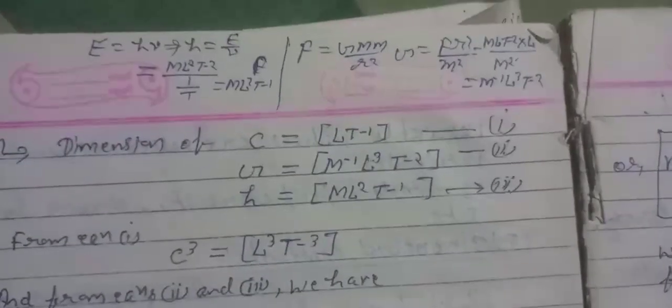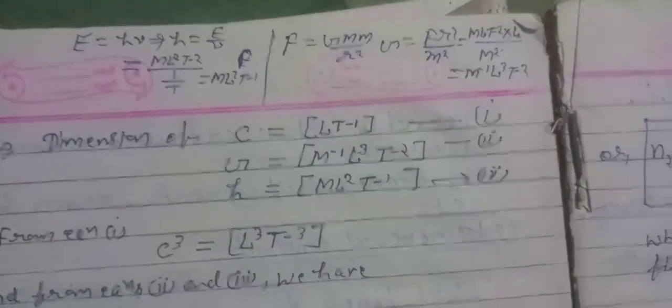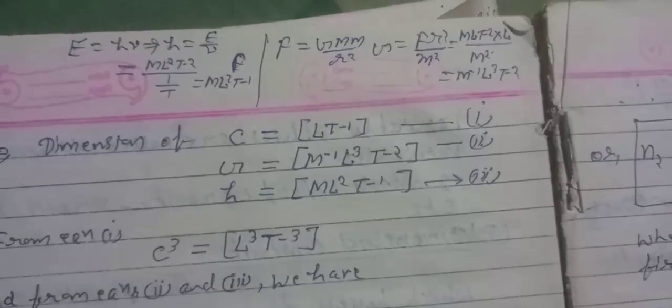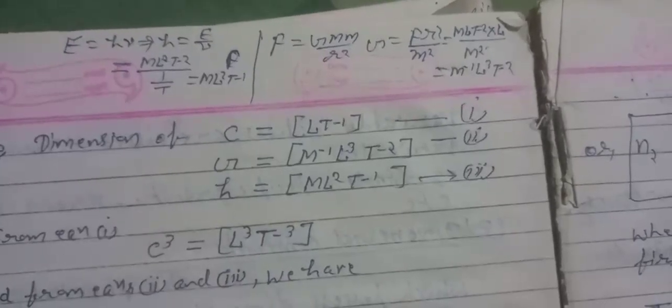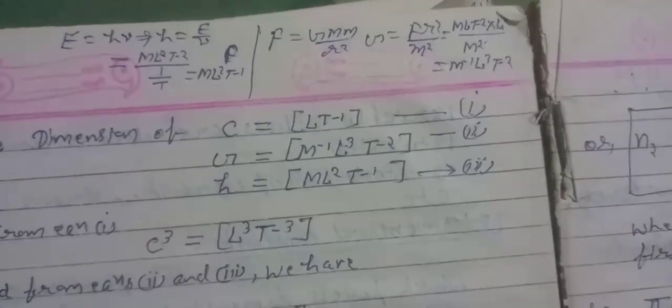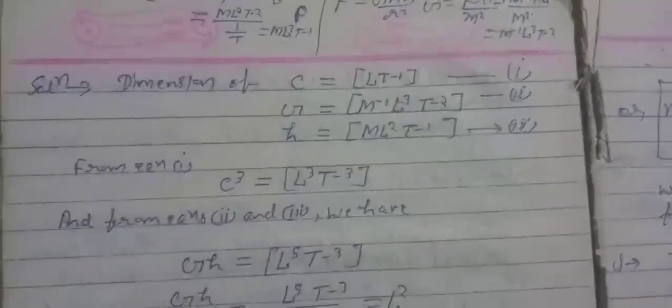Similarly, we have F equals G m m by r square, or G equals F r square by m square. Using the dimensional formula, MLT^-2 into L^2 by M^2. So M^-1 L^3 T^-2. Solution.